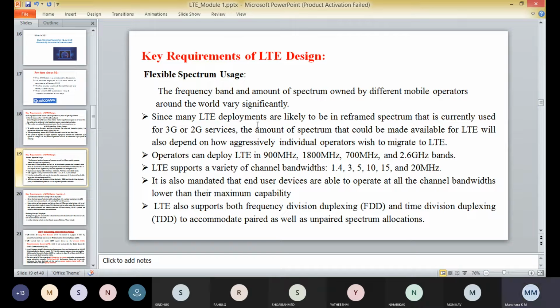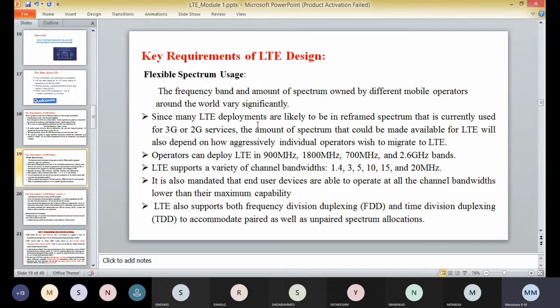So here in the LTE design, the operators can deploy LTE in frequency ranges from 900 megahertz, 1800 megahertz, 700 megahertz, and 2.6 gigahertz bands. LTE supports a variety of channel bandwidths. It is 1.4, 3, 5, 10, 15, and 20 megahertz.